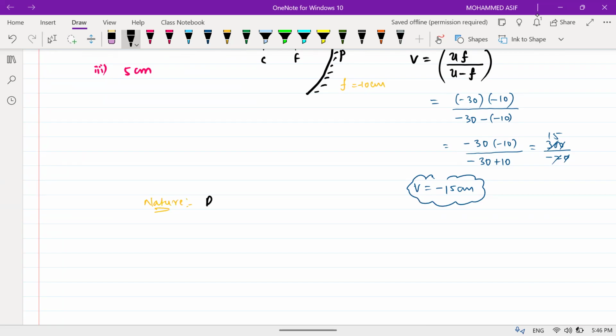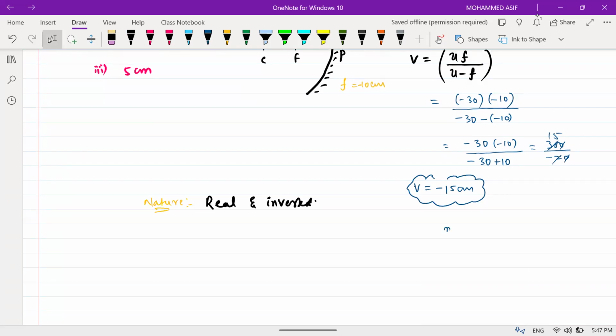The nature will be real because the magnification is negative and the image is inverted. Clear? How am I telling it is inverted? By the magnification formula. What is the magnification formula?